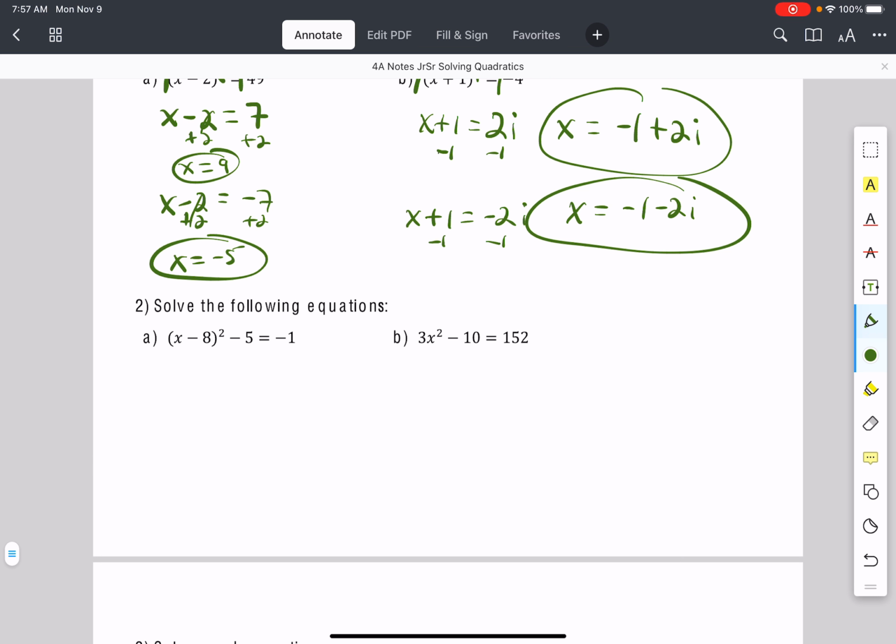What should I do first? Am I ready to square root right now? Remember our important reminder? I have to get rid of everything by the squared before I do anything else. So good, I got to get rid of that 5.